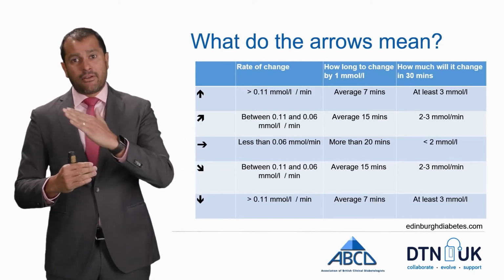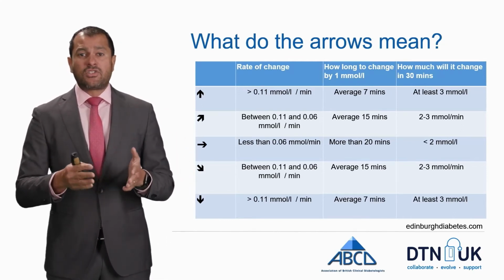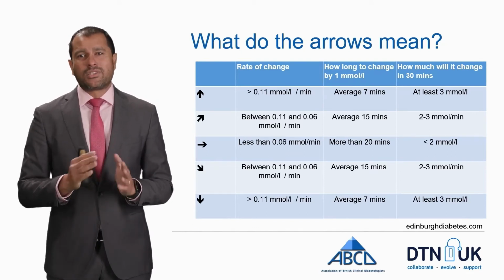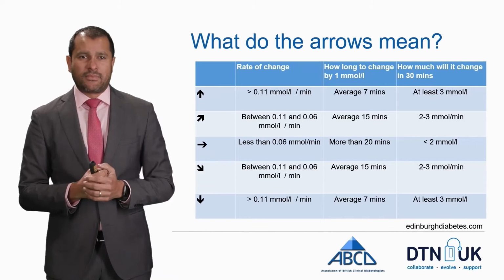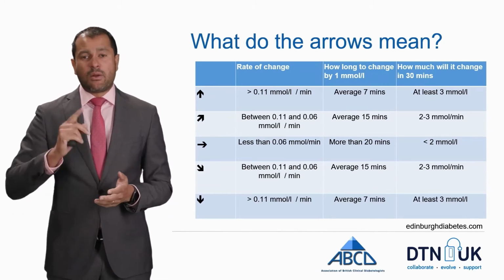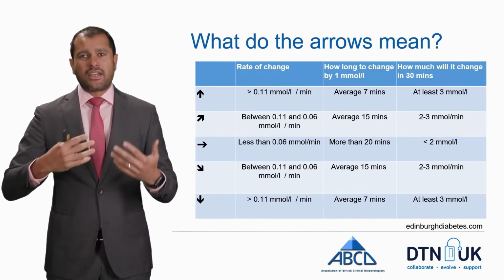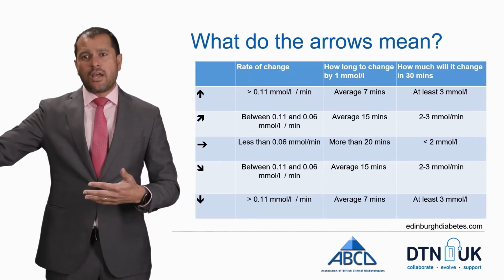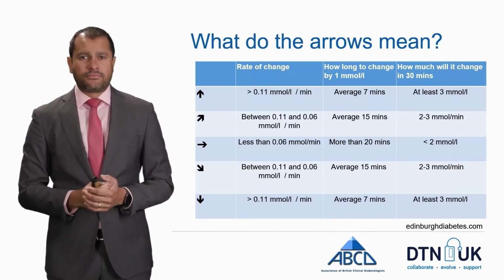If you've got the oblique arrow, that means the glucose is changing by between 0.11 and 0.06 millimoles per minute. So it's going to take you an average of about 15 minutes to change by 1 millimole. And if you think again, where are you going to be in about 30 minutes? You're going to be about 2 or 3 millimoles higher than where you are now.